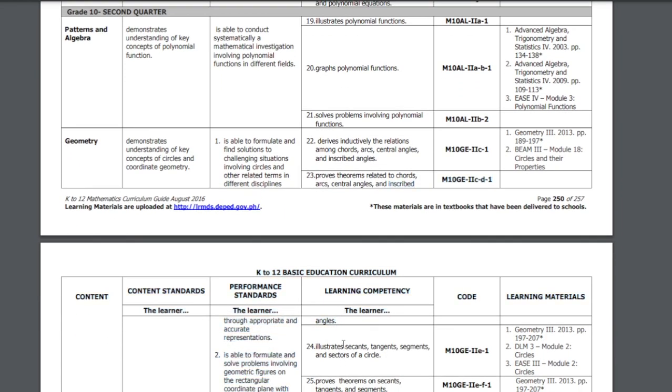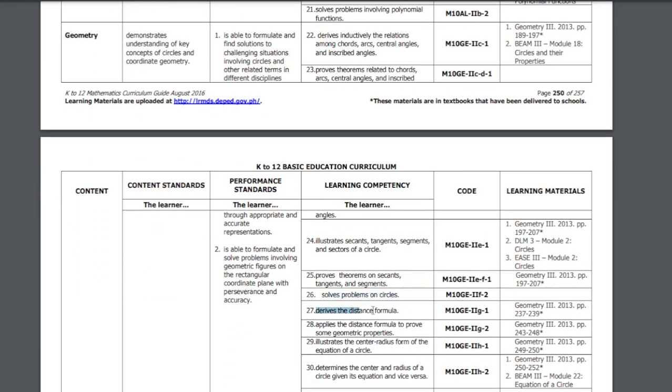Then we're going to illustrate secants, tangents, segments, and sectors of a circle. Since secants and tangents are also names in trigonometry, I might show you some also. And then we're going to prove theorems on secants, tangents, and segments. Of course, illustrate, then prove, then solve, of course.